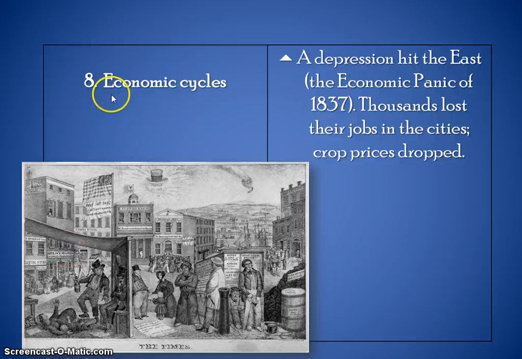Economic cycles. Now, this means basically that as time goes by, people have money, have jobs, are doing well, and then sometimes people lose their jobs and lose their money and aren't doing so well. When people are doing poorly in regards to money, when lots of people are out of work, that's called a depression. Actually, a recession comes first, and then there's a depression. And a depression hit the East, the economic panic of 1837. Thousands lost their jobs in the cities. Crop prices dropped, and this was another reason that people moved out west. Is it a push or a pull factor?